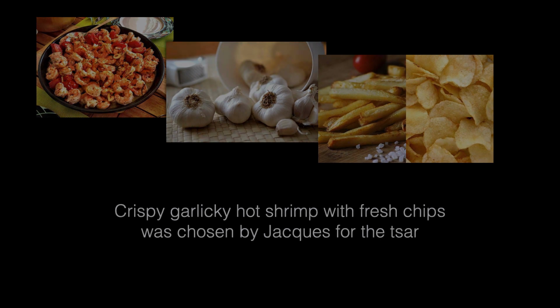Now, this is important, so let's review. What was the main dish? Hot shrimp. What kind of shrimp? Crispy, garlicky. What kind of garnish? Fresh chips. What did the chef do? He chose this. This was chosen by, what was his name? François? Pierre? No, Jacques. And this was for the King of Sweden? The Emperor of Japan? No, for the Tsar of Russia.